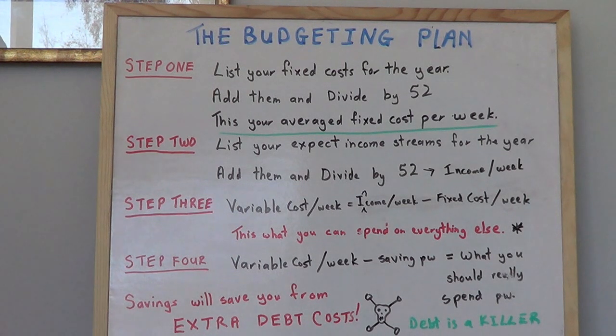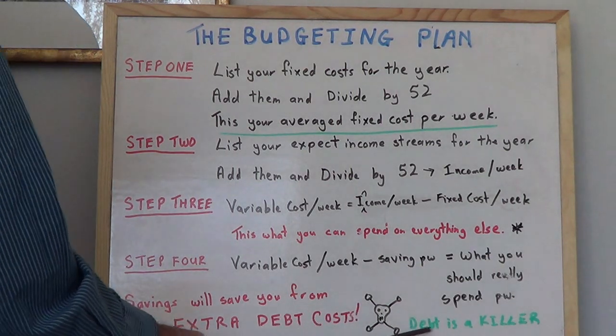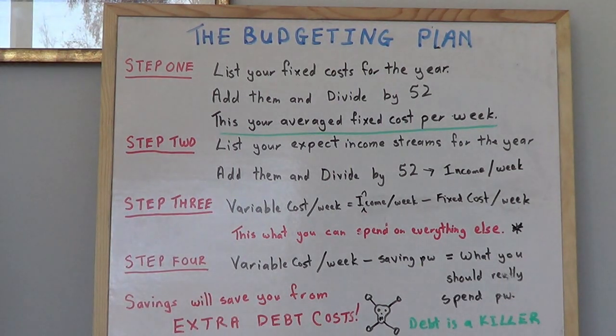Why shouldn't you? Well, things happen unexpectedly, and if you don't have money, you may have to get into debt. Now, you don't want to get into extra debt, because extra debt's going to cost. Debt is a killer. You want to get rid of all your debt if possible. Savings will save you from extra debt.